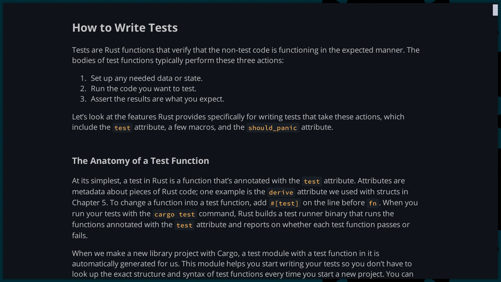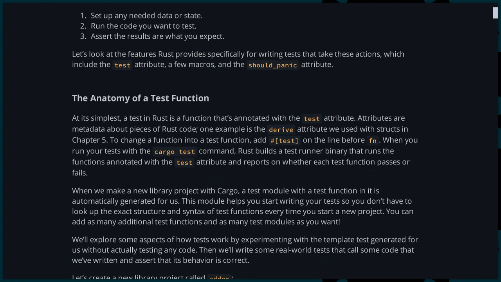Tests are Rust functions that verify that the non-test code is functioning in the expected manner. The bodies of test functions typically perform these 3 actions. Number 1, set up any needed data or state. Number 2, run the code you want to test. And number 3, assert the results are what you expect. Let's look at the features Rust provides specifically for writing tests that take these actions, which include the test attribute, a few macros, and the should panic attribute.